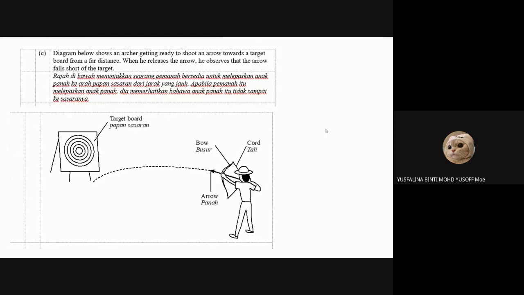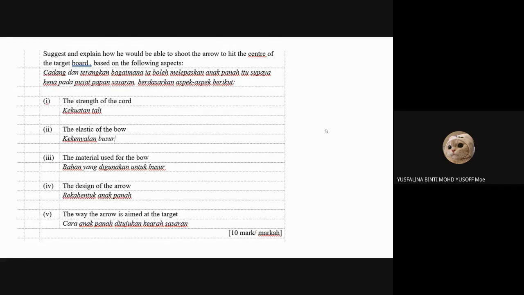For question C, the diagram below shows an archer getting ready to shoot an arrow towards a target board from a far distance. When he released the arrow, he observed that the arrow falls short of the target. You have to suggest and explain how he will be able to shoot the arrow to hit the center of the target board based on the following aspects.